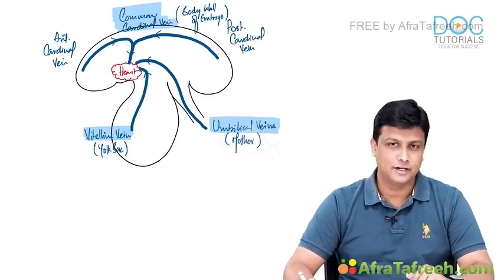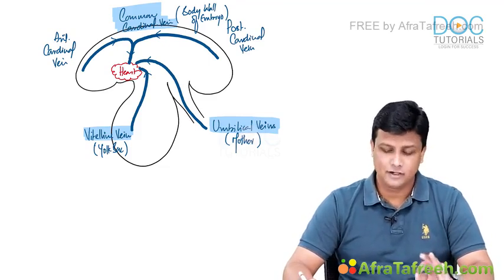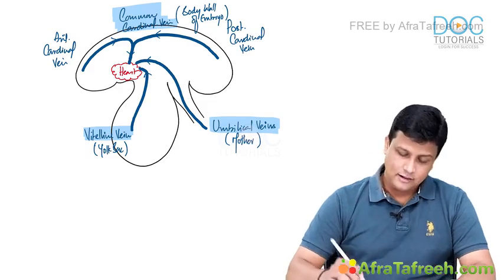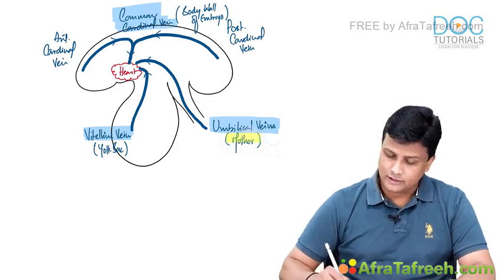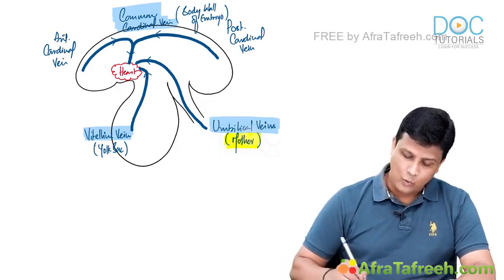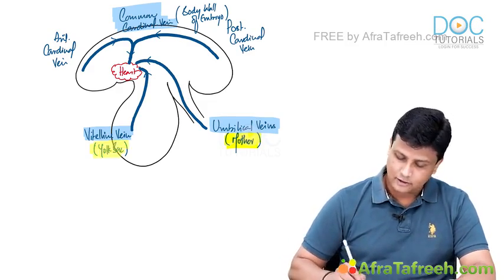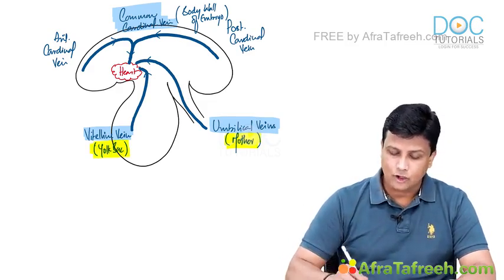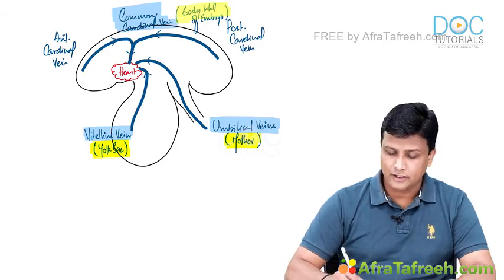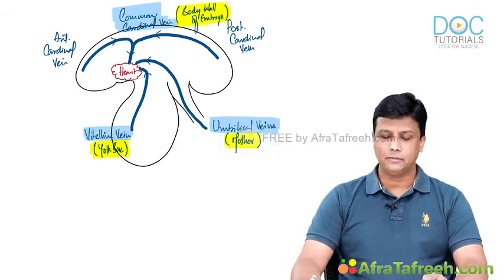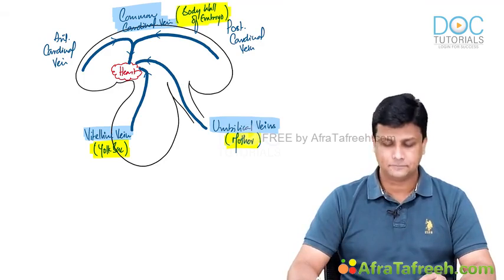So needless to say that. And please remember about the source. Umbilical veins are the ones which are going to collect the blood from the mother. Vitelline veins are going to collect the blood from the yolk sac, and common cardinal veins are going to drain the blood from the entire body wall of the embryo, from the entire embryo itself, guys.